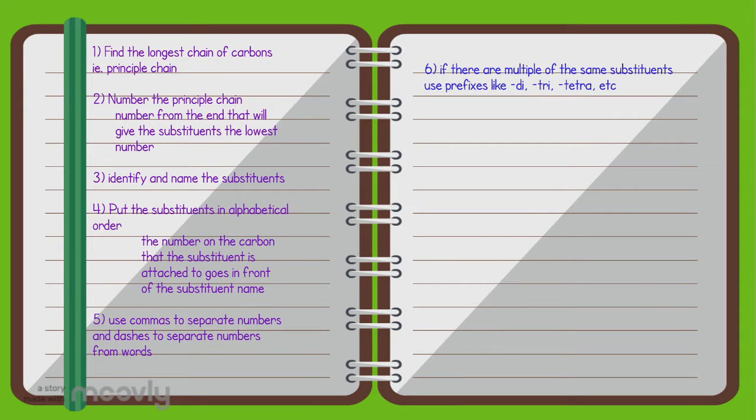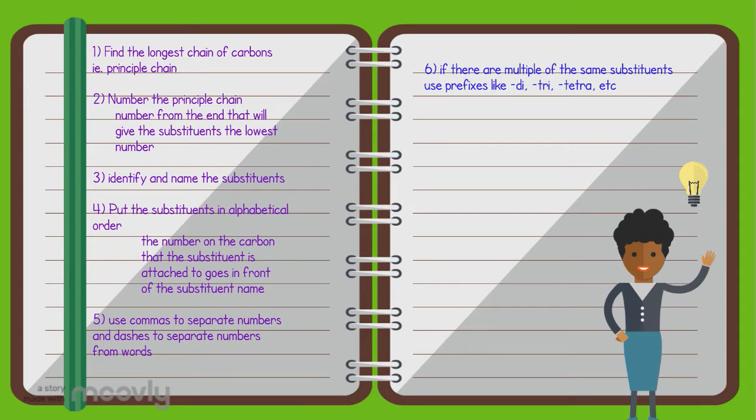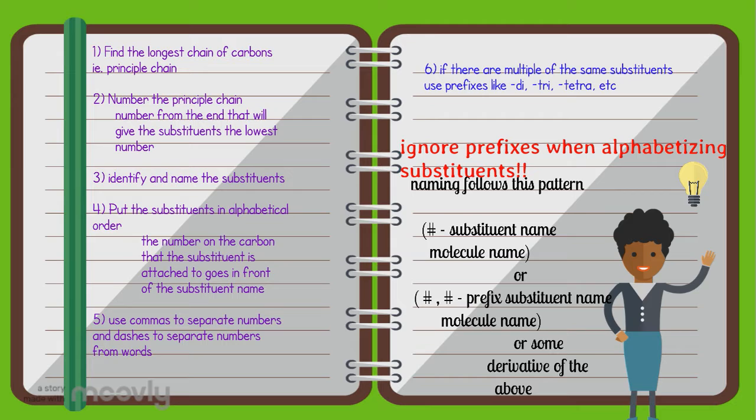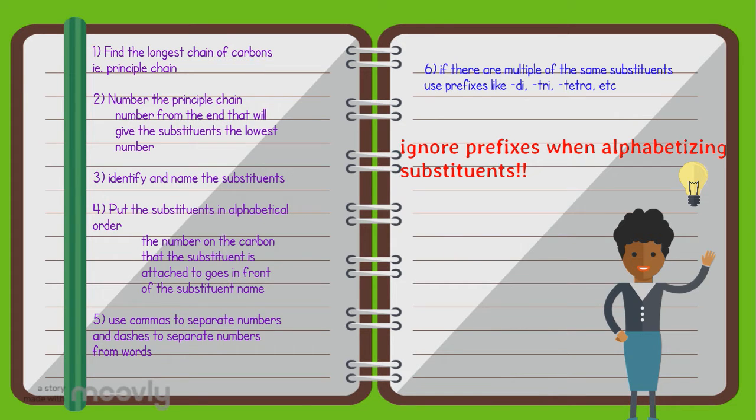If there are multiple of the same kind of substituents, then use prefixes like di, tri, tetra, and disregard those when placing them in alphabetical order. Also, use commas to separate numbers and dashes to separate numbers and words.